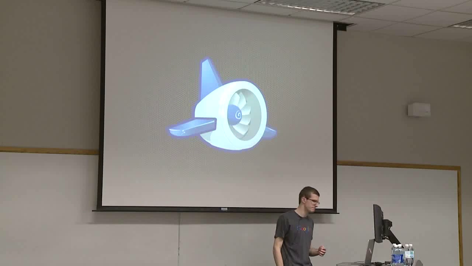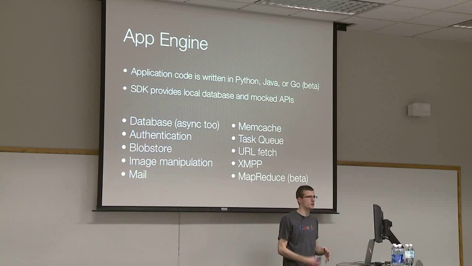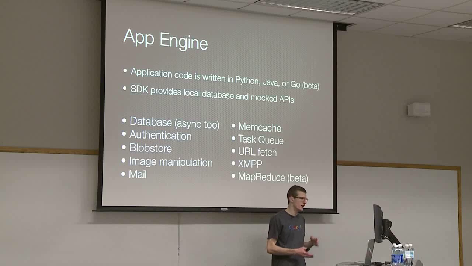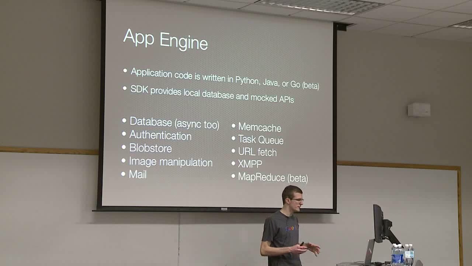Let's talk about App Engine. As I said, you can develop your application in Python, Java, and Go. The SDK provides a local database and mocked APIs, which is really cool. Inside their environment, they have a number of services or APIs that you can use, very similar to what Amazon's cloud is like. They have a database called the data store.